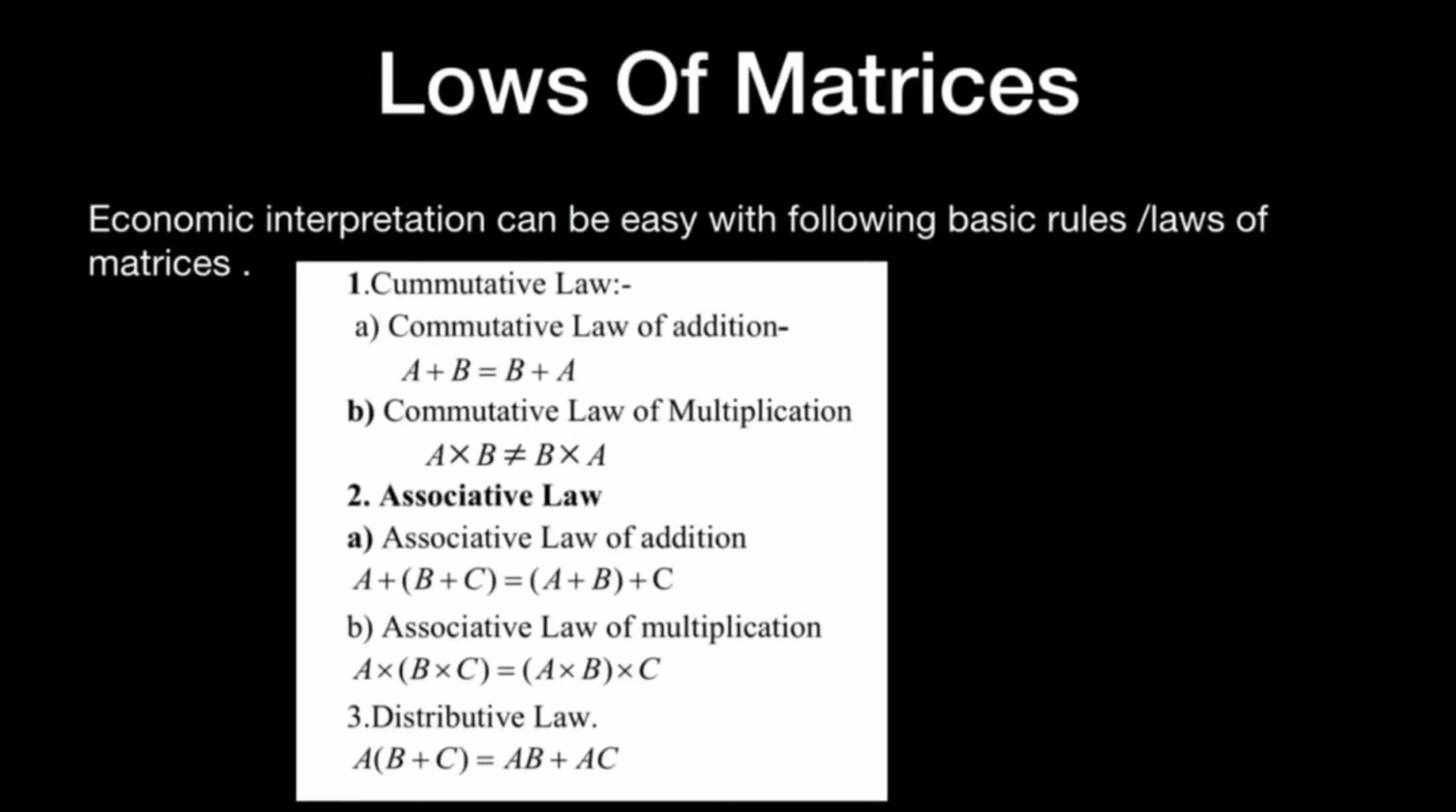And next, laws of matrix. Economic interpretation can be easy with the following basic rules or laws of matrix. The laws of matrix are two: one is the commutative law and the other is the associative law.